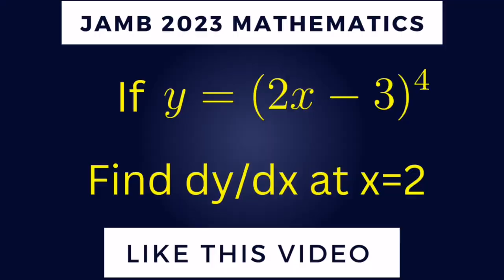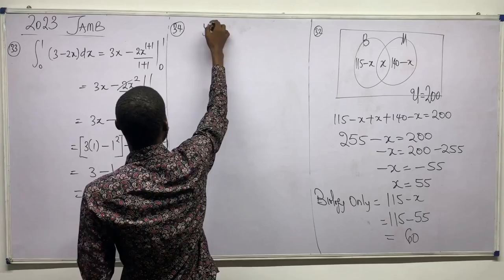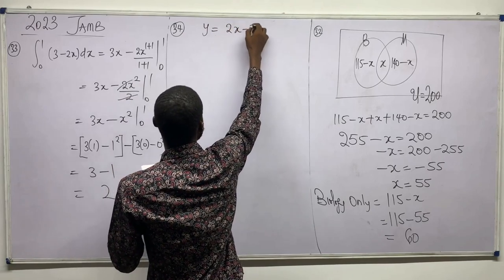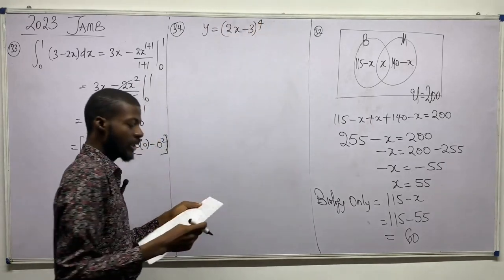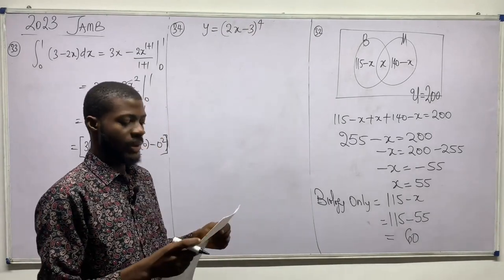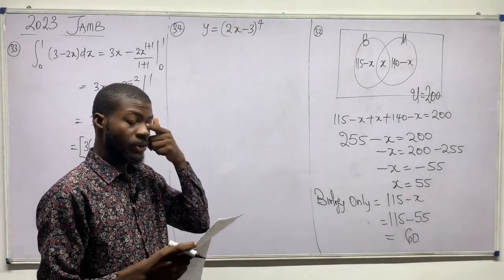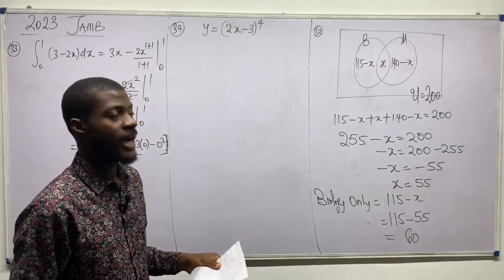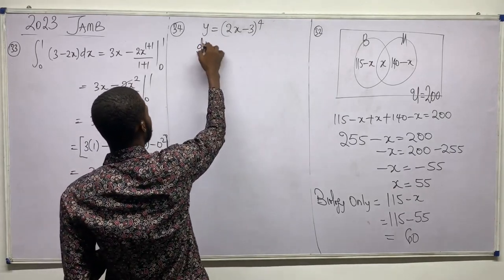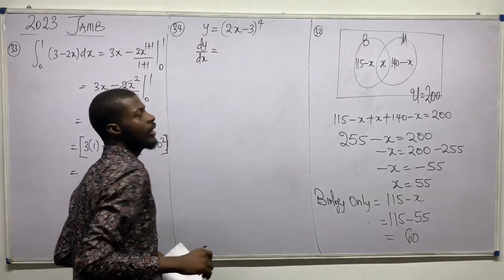Question number 34. If y is equal to 2x minus 3 to the power of 4, you are asked to find dy/dx at x equal to 2. So y is equal to 2x minus 3 to the power of what? 4. Now the first thing I'm going to do here is to find dy/dx.